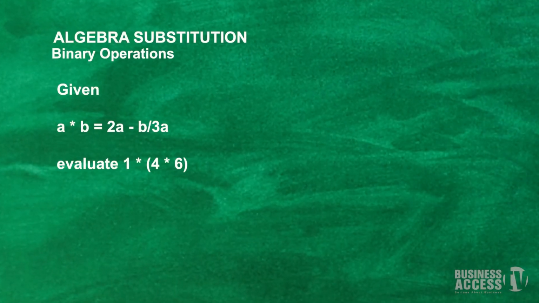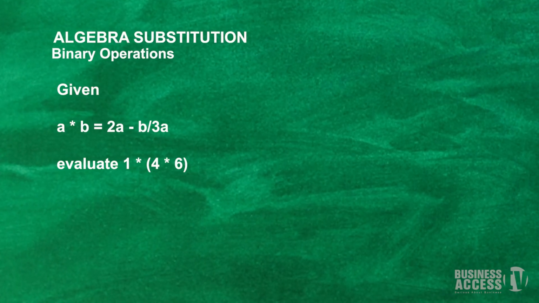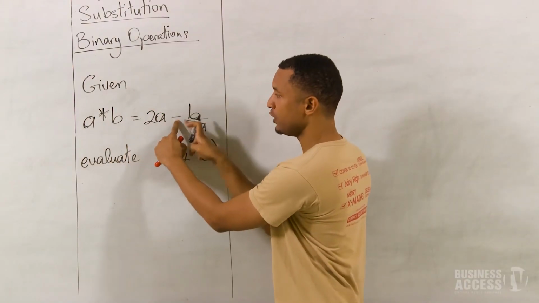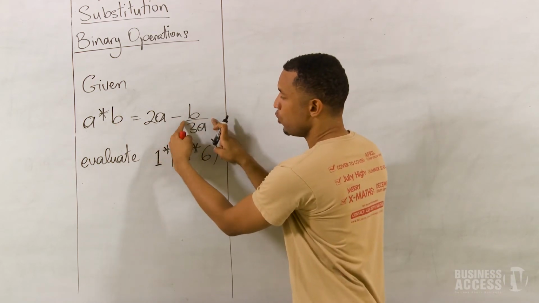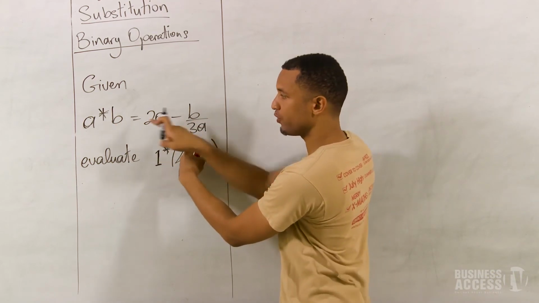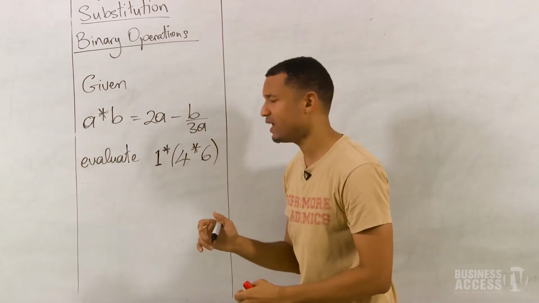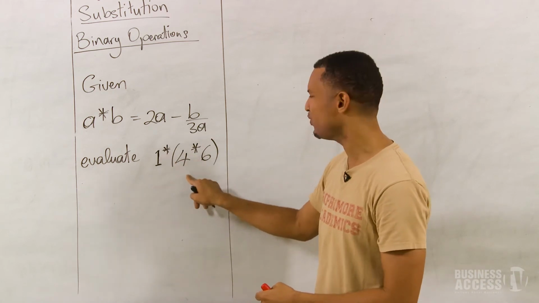It says, given A asterisk B, so we're defining this operation, asterisk, to be equal to 2 times A, which is 2 times the first number, minus B, which is the second number, over 3 times the first number. All right, let's just go ahead and try this. It says evaluate 1 asterisk bracket 4 asterisk 6.